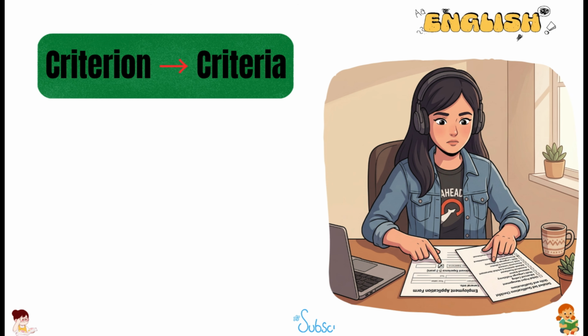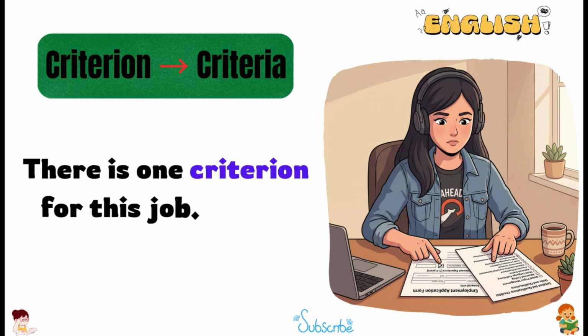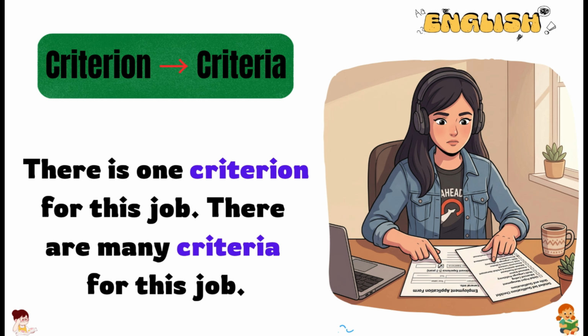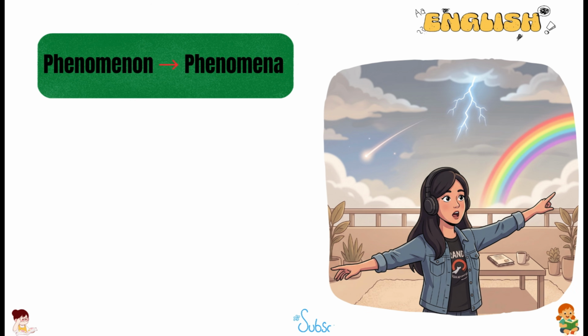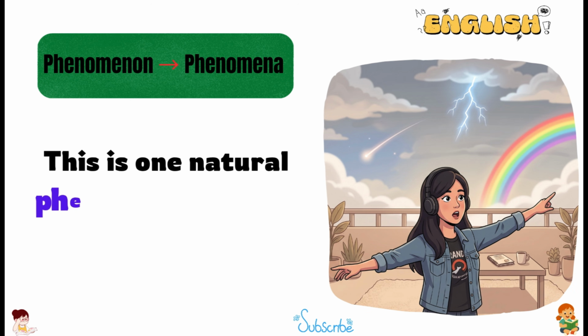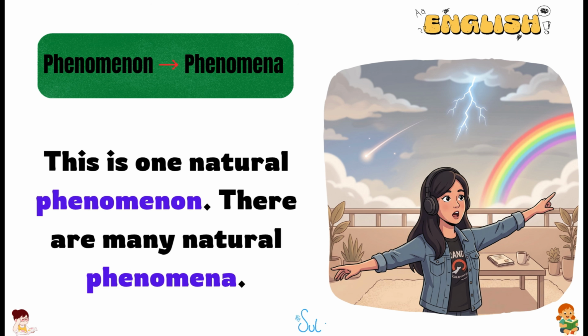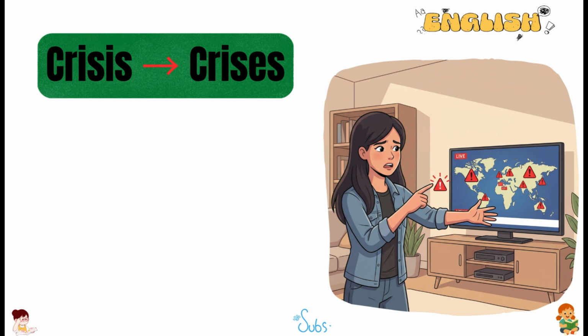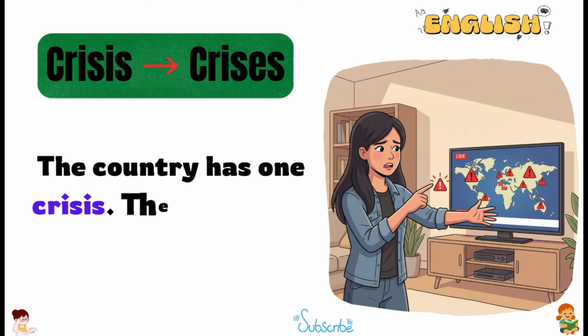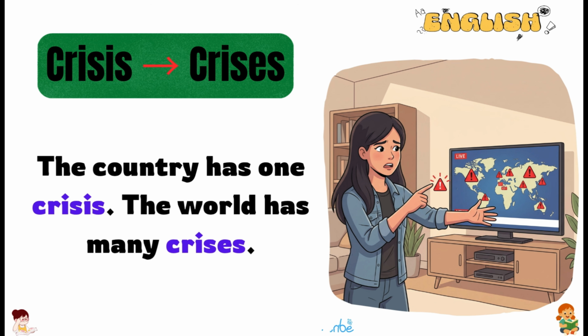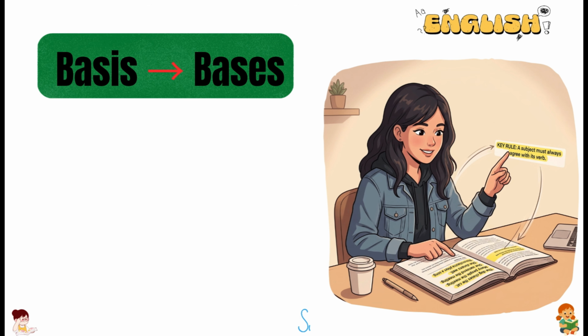Criterion, criteria. There is 1 criterion for this job. There are many criteria for this job. Phenomenon, phenomena. This is 1 natural phenomenon. There are many natural phenomena. Crisis, crises. The country has 1 crisis. The world has many crises.